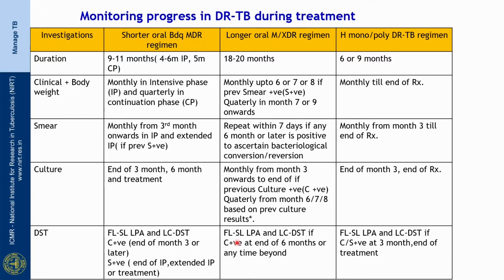So DST, first line and second line LPA and liquid culture DST, is done if culture is positive at the end of 6 months or any time beyond.